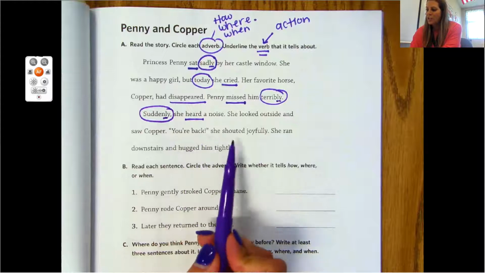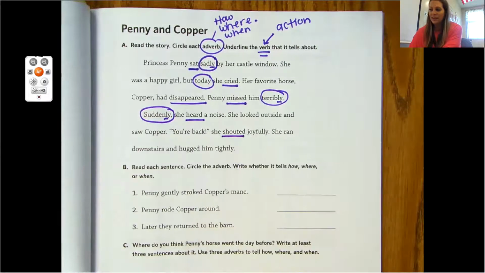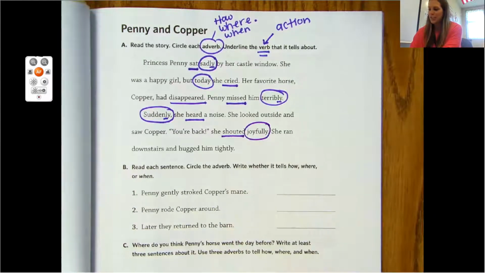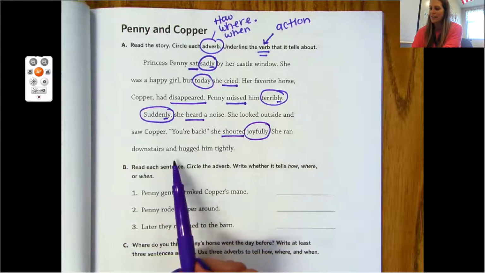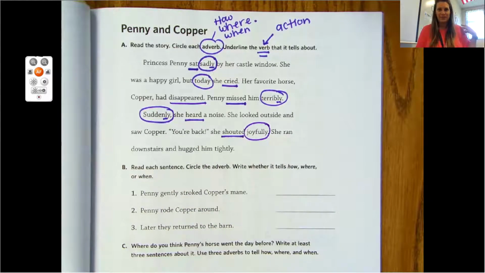She looked outside and saw Cooper. "You're back," she shouted joyfully. It's jumping out at me. Go ahead and circle that, underline that verb. Shouted. How did she shout? Joyfully, right?